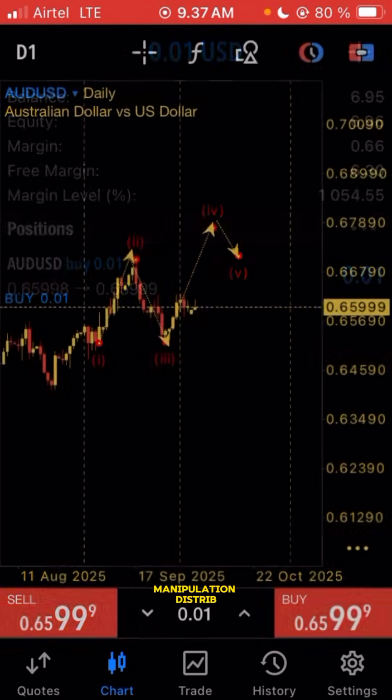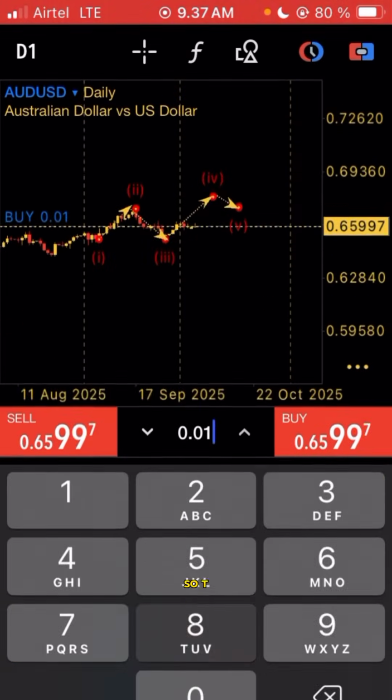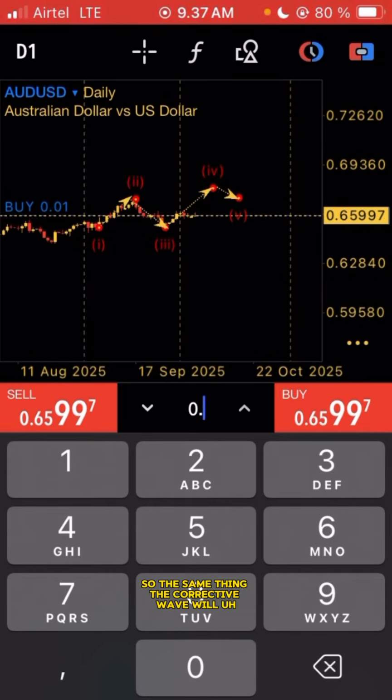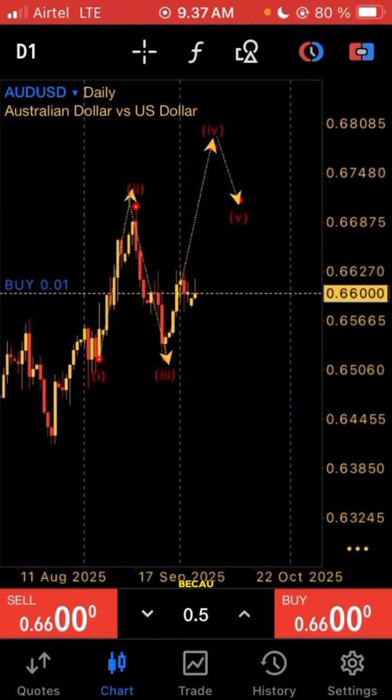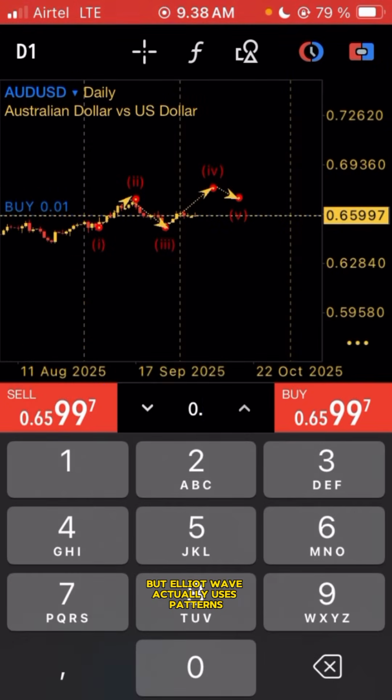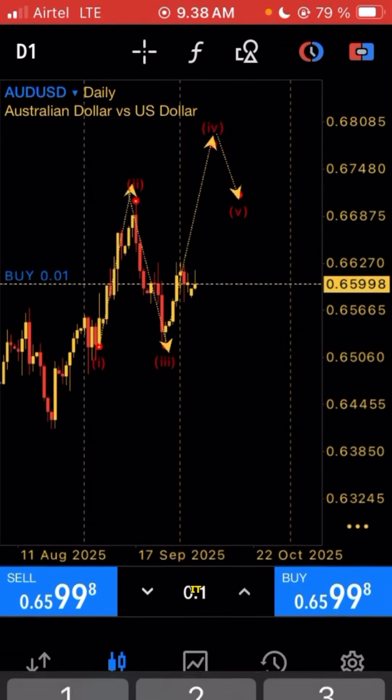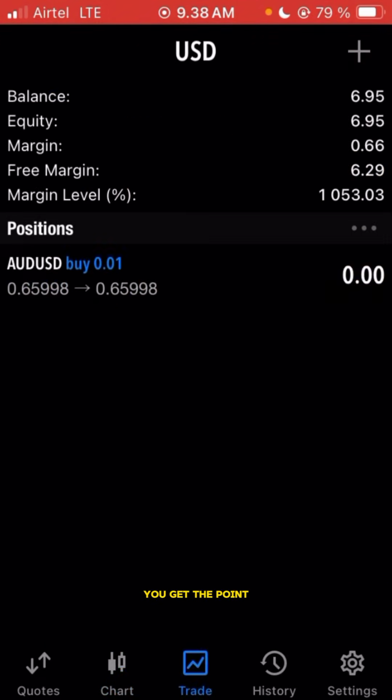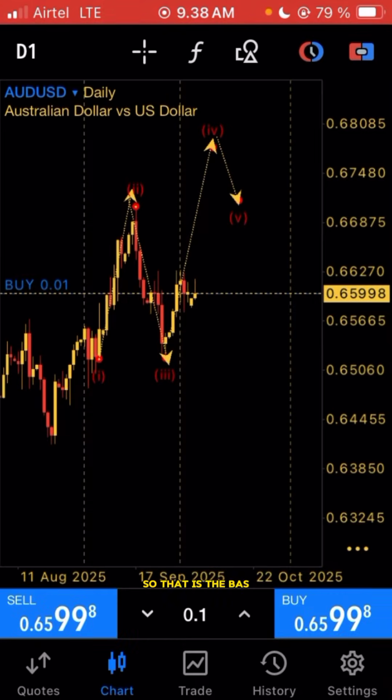Accumulation, manipulation, distribution. So the same thing. The corrective wave is when the market is retracing, so we are trying to know what angle. It's just like the pitchfork, but it's a different story, because the pitchfork uses mathematics, but Elliott wave actually uses patterns, just like chart patterns. You get the point. So that is the basic review of Elliott wave.